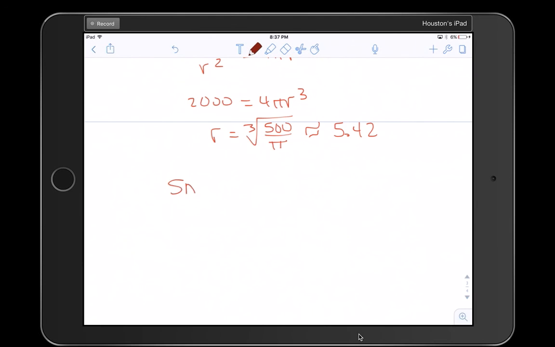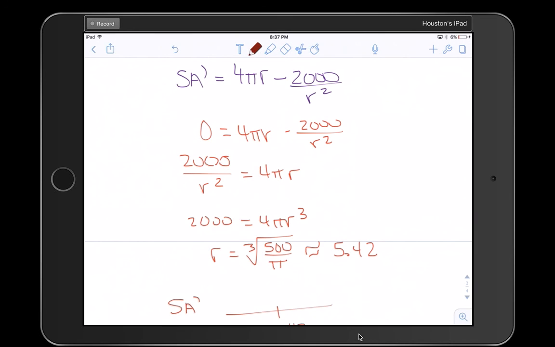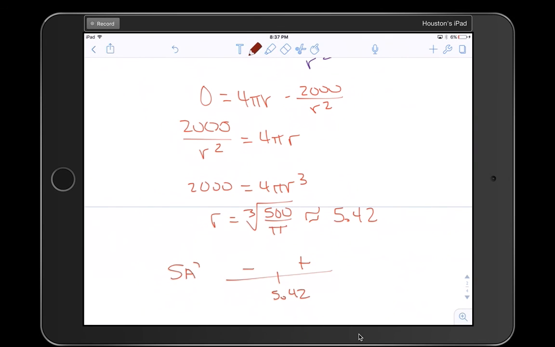So we check out the signs of the derivative of SA, the surface area, around 5.42. Go to the left of it, say choose 5. Substitute that in. Substituting 5 in will result in a negative value. And to the right would be a positive value. So therefore, we're going to have a minimum at 5.42.